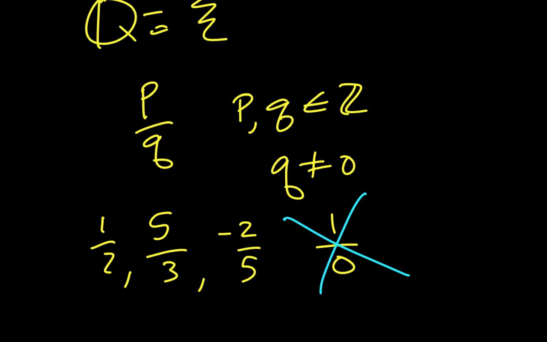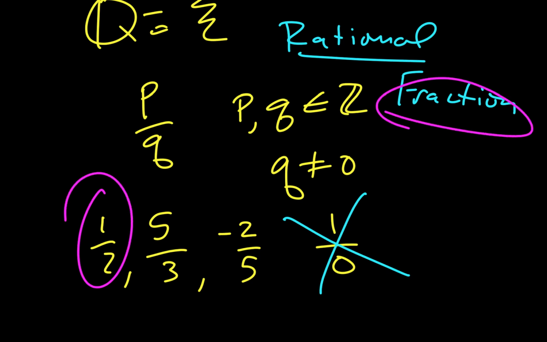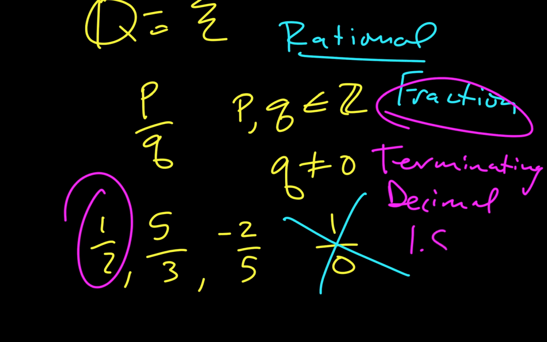Rational numbers actually show up in a few different ways. The set's called rational numbers, by the way. They can show up as a fraction. We see that here. They can also show up as a terminating decimal, which all that means is it's a decimal that stops. So 1.5, 1.629, etc.